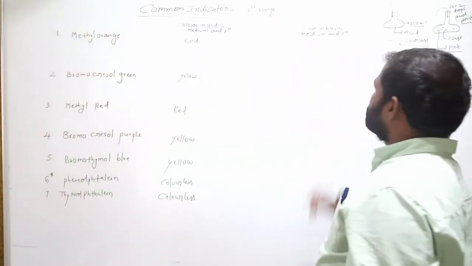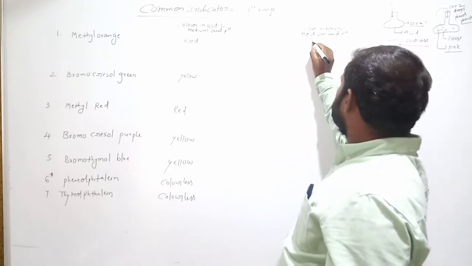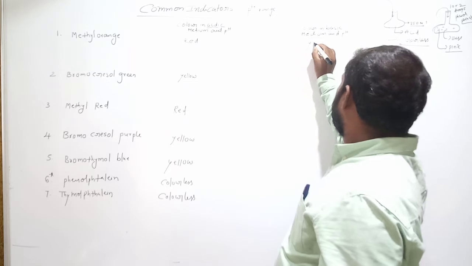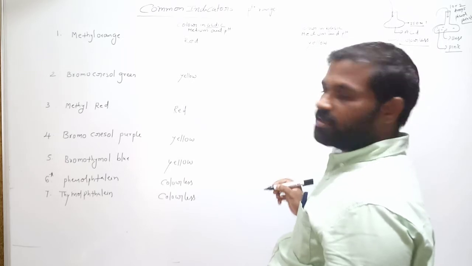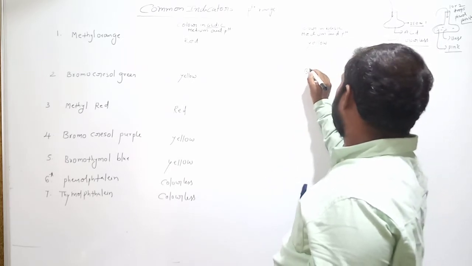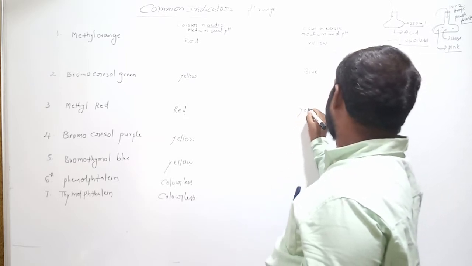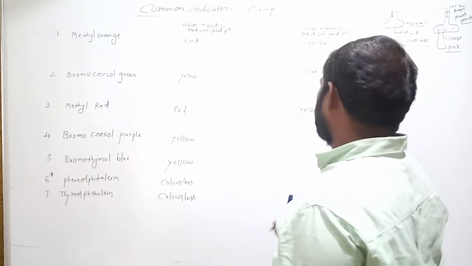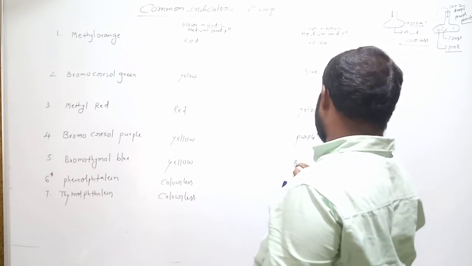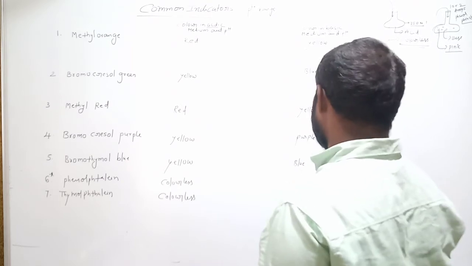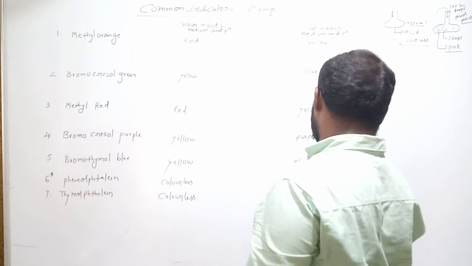And next, come to here. In basic medium, methyl orange is yellow in color. And the second one is blue color. Again yellow, purple, and here it is blue in color. Here it is pink, and this one is blue color.